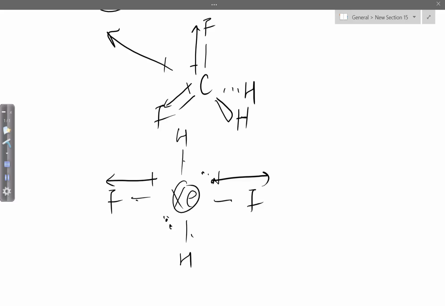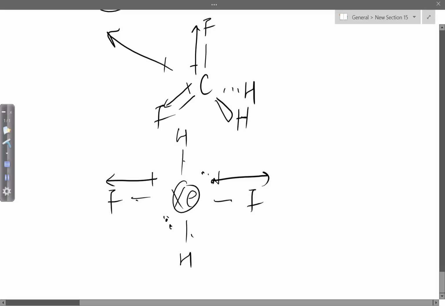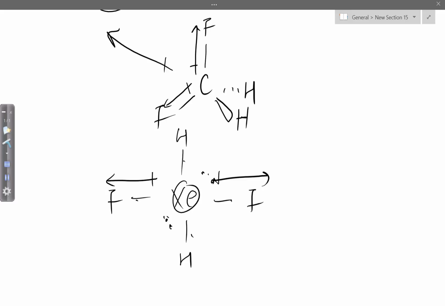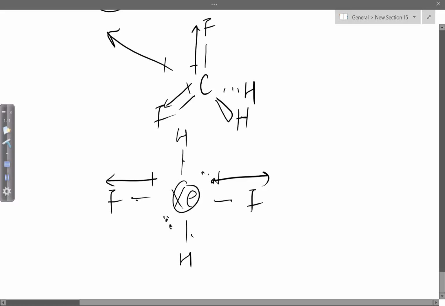Next, is this the only way to draw XeH2F2? You have learned isomerism, right? What do you think? Is there another way to draw this? There's an isomer, correct? How do you draw the other isomer? It is like that.